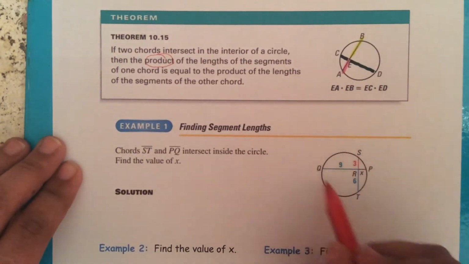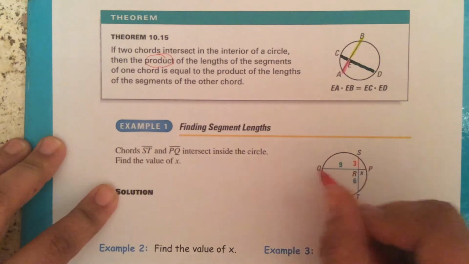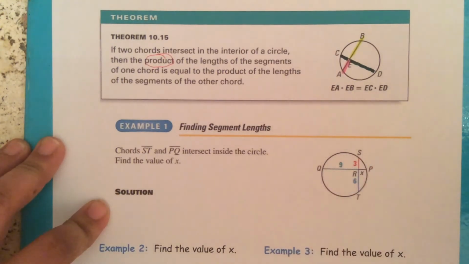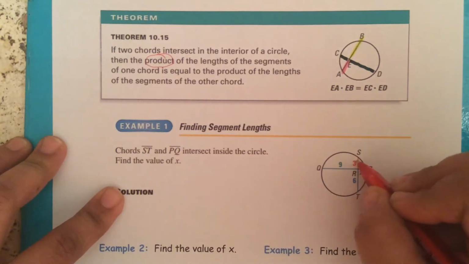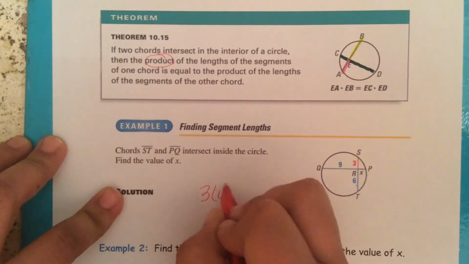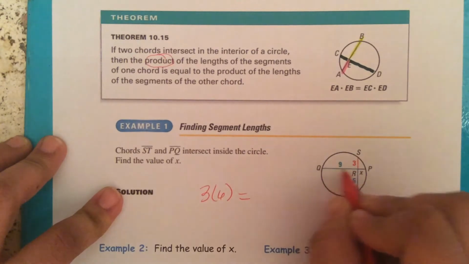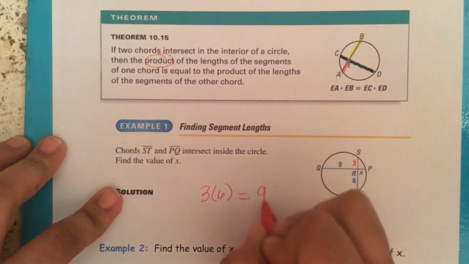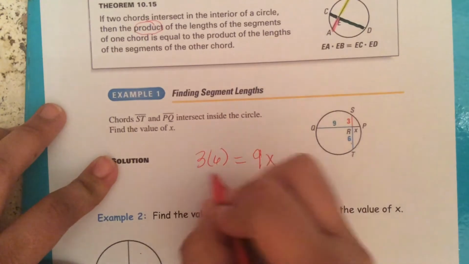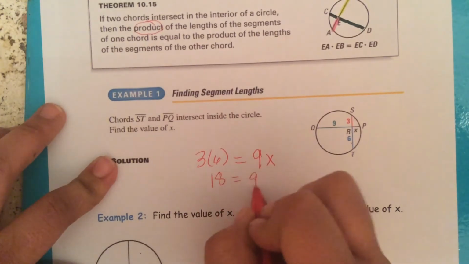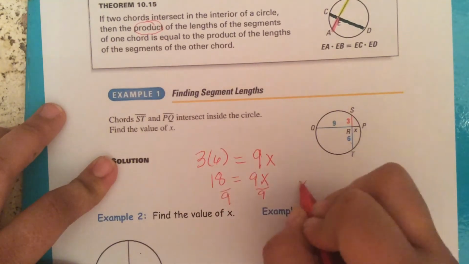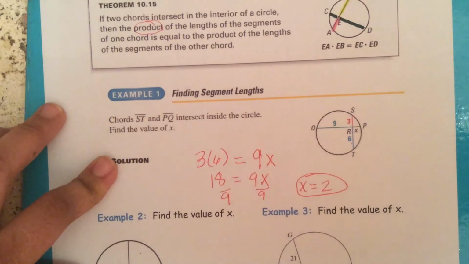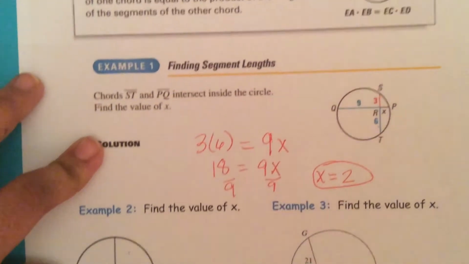So here we have this circle, and you have these intersecting chords inside. So what we want to do is solve for x. So we know that 3 times 6, so here's your chord right here, is equal to 9 times x, 9x. So 3 times 6 is 18, equals 9x. Now we divide by 9 on both sides. So x is equal to 2. So that's how you use the theorem.